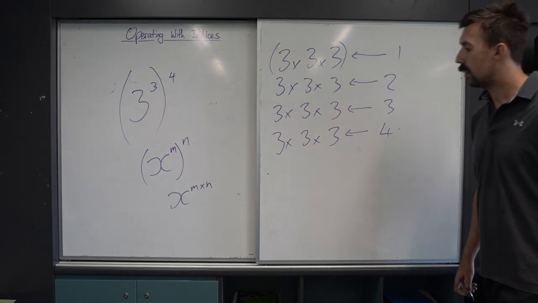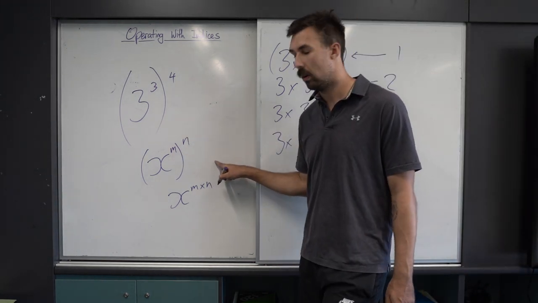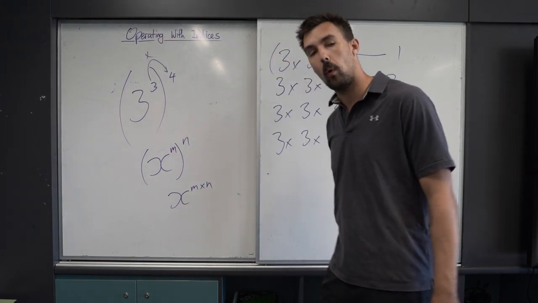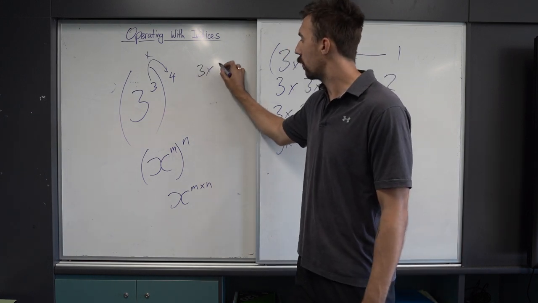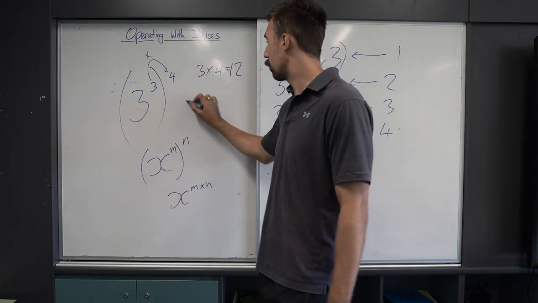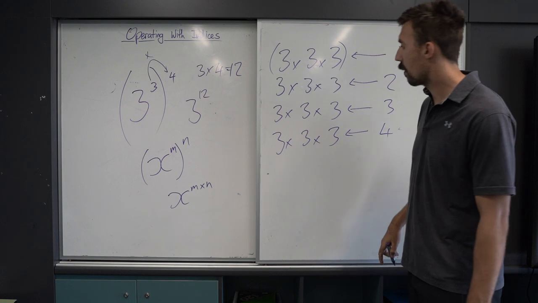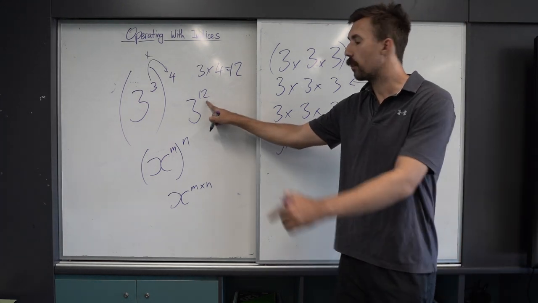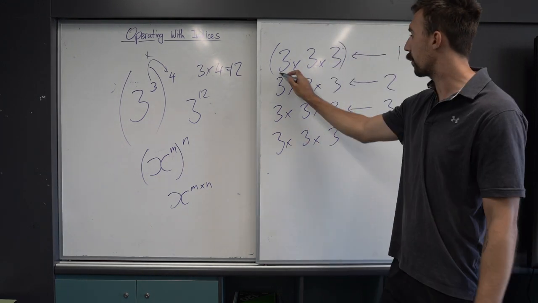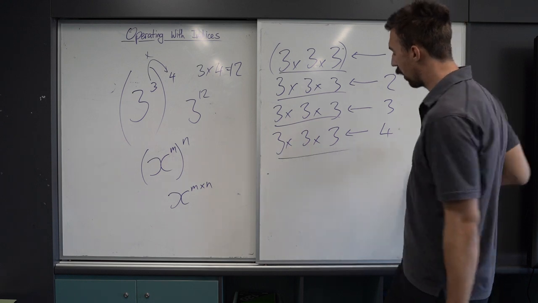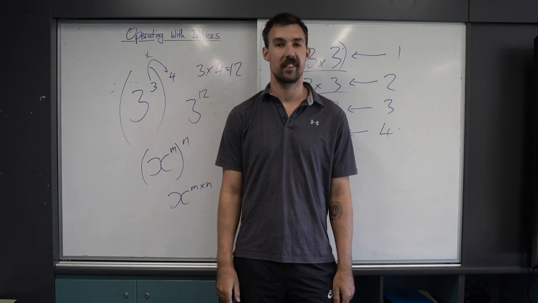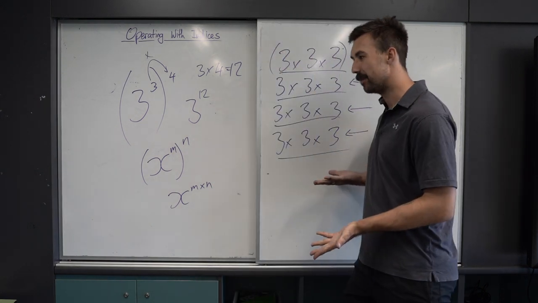Now, if we follow this law of M times N, we're multiplying 3 times 4. 3 times 4 equals 12. And we keep the same base number, so it'll be 3 to the power of 12. They're all multiplying together. How many 3s do you reckon I wrote down here? 12. Let's count them. 3, 6, 9, 12. We're done. We've done it. You're welcome.